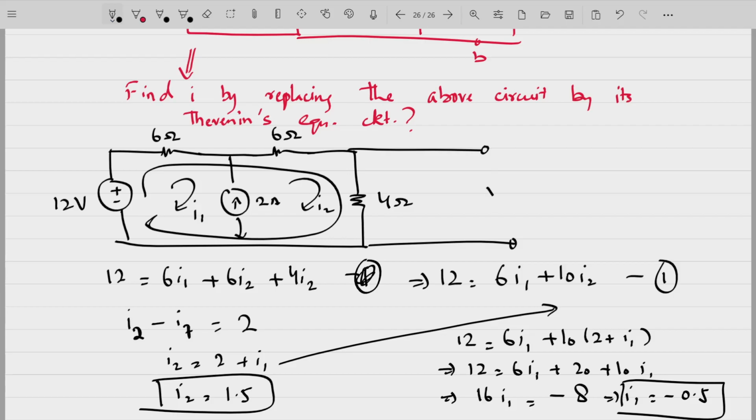तो जो आपकी वोल्टेज है यहाँ पे VTH, that is the voltage across this 4 ohm resistor, that will be 4 into the current flowing through this resistor, that is 1.5. 4 into 1.5, you are getting 6 volts.